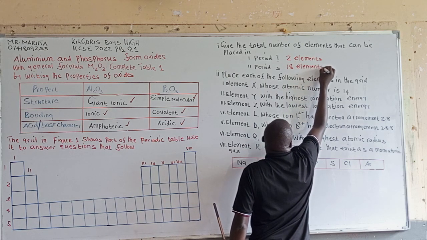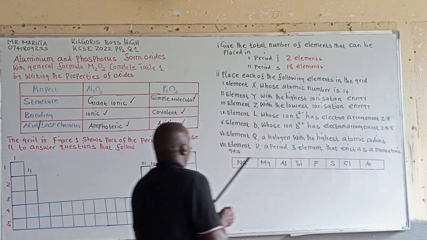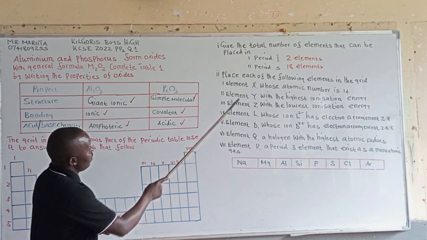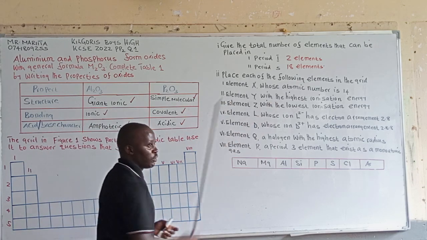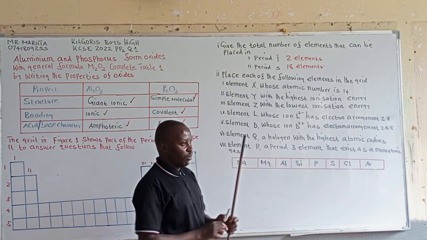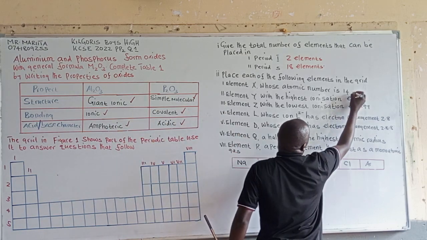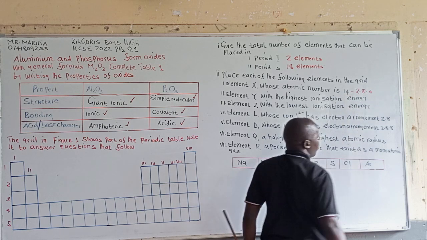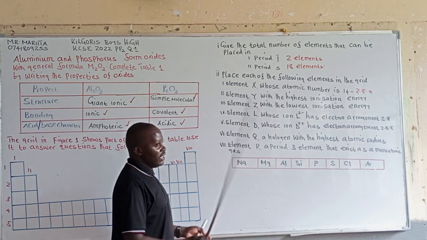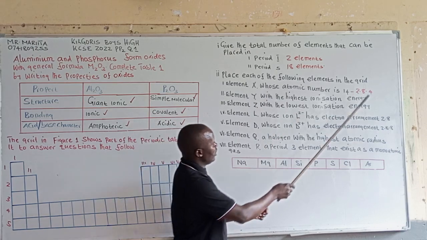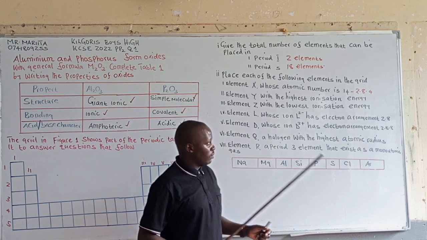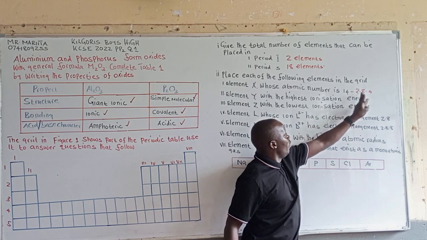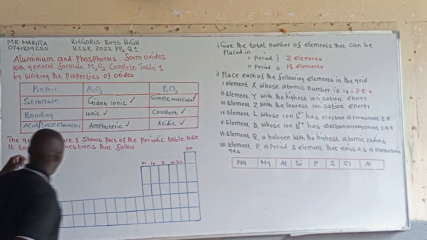Then we have: place each of the following elements in the grid. We have element X whose atomic number is 14. Element X with an atomic number of 14, you write its electronic configuration as 2, 8, 4. Then you realize that element X can be found in group 4 of the periodic table, and period 3. So you go to group 4, period 3. We can count this one here.